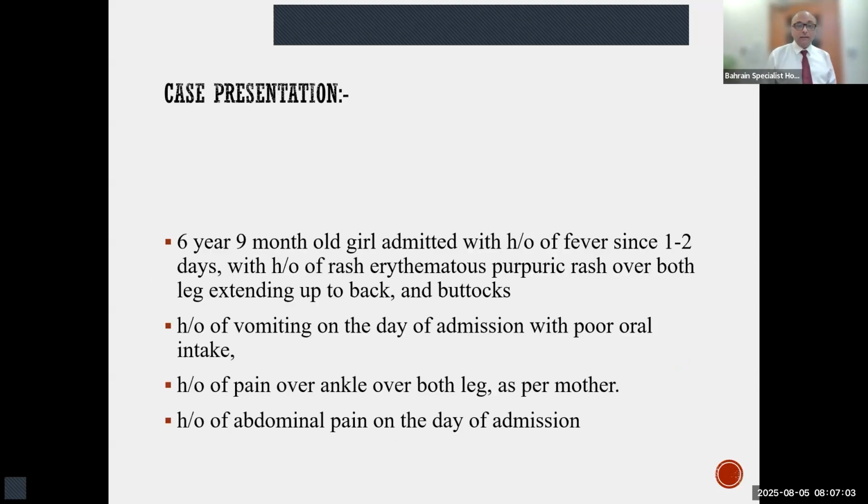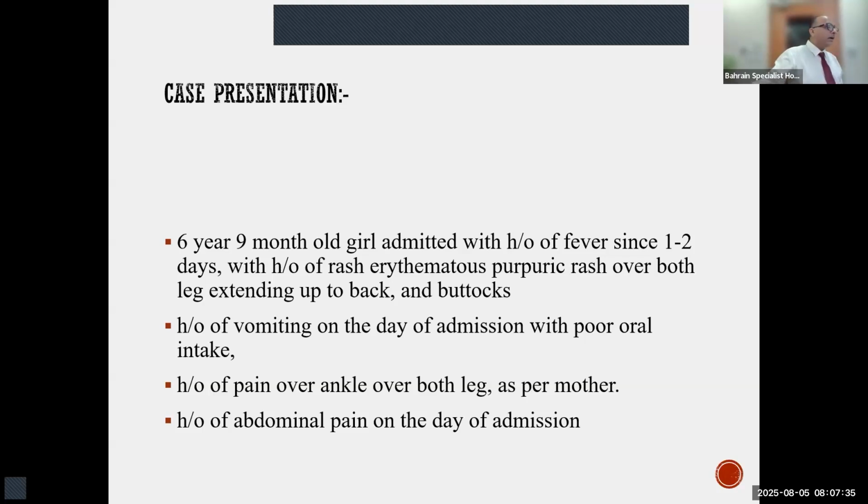This is a Lebanese child, 6 years and 9 months old, who presented with a history of fever for almost 2 to 3 days with an erythematous rash. It was an erythematous purpuric rash over both legs and extended up to the back and buttocks. There was a history of vomiting continuously 3 to 5 times before the admission, and there was poor oral intake. And the mother noticed that there was pain over both ankles.